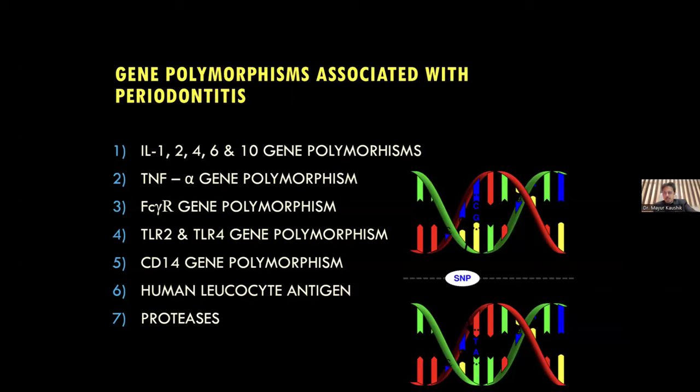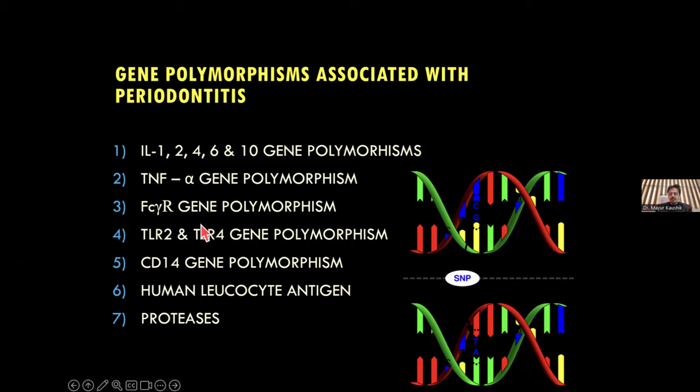So now we'll just rush it up. The first two are examples where immunity is exaggerated. Over secretion of inflammatory mediators is there, leading to more periodontal destruction. The next two or three are basically receptors. If receptors are defective, immunity goes down. The ability of the body to kill microorganisms reduces, and ultimately the body's ability to fight goes down, so more destruction would be there.